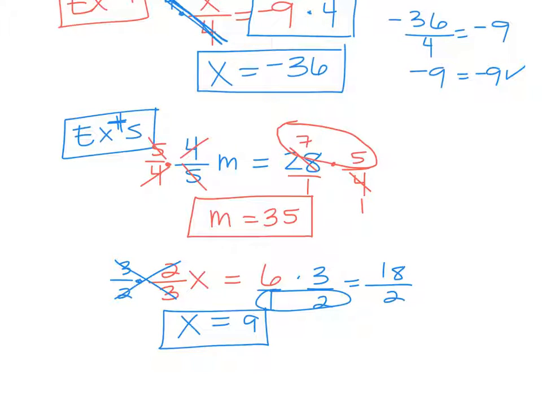Okay, so when there's the fraction and you're multiplying, you need to actually multiply by the reciprocal because you would be dividing by that fraction. Okay, questions on that?